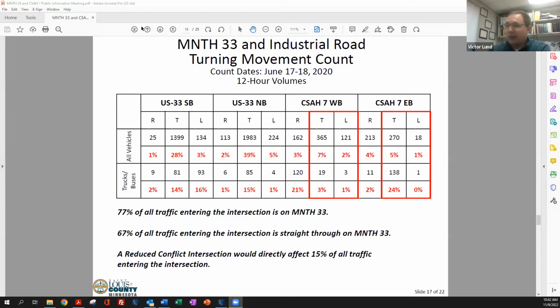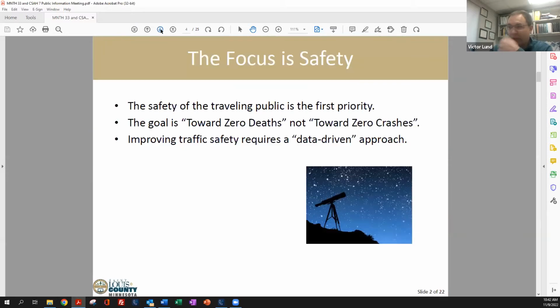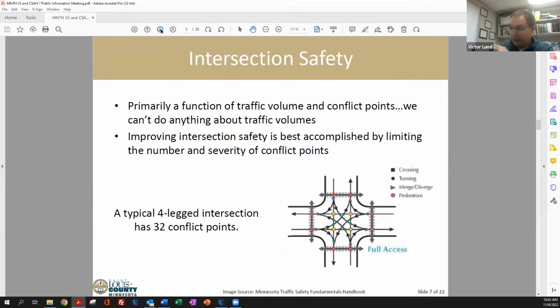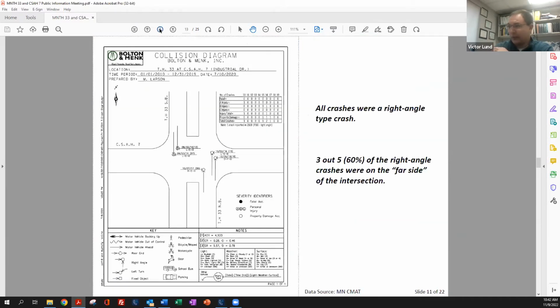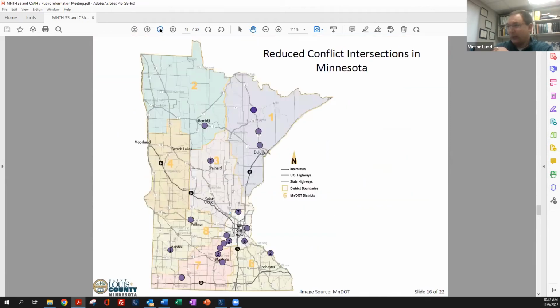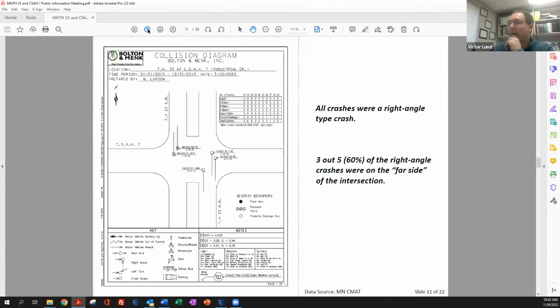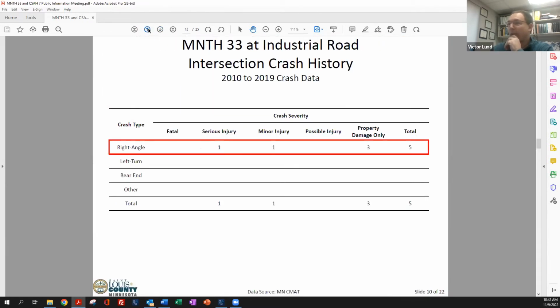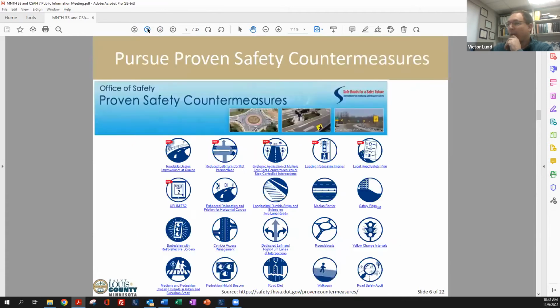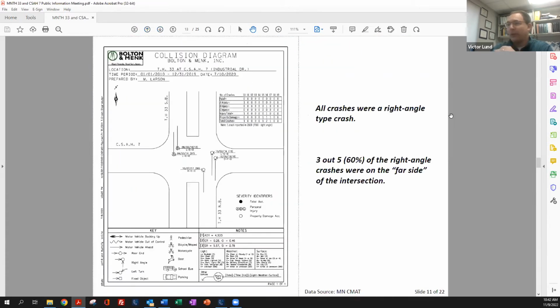I'm going to go back to the beginning of this presentation to show you why this really matters. Let's take a look, right? I had it right there with me. Well, at any rate, there it is. There it is. Okay, looking for the collision diagram.